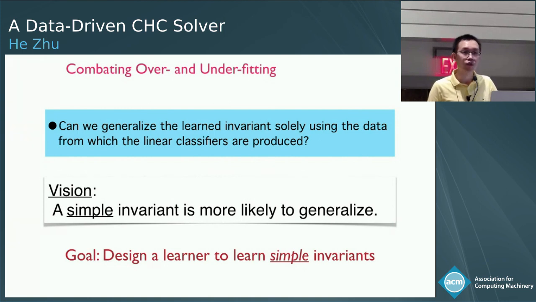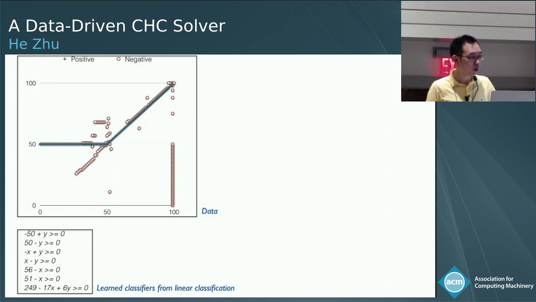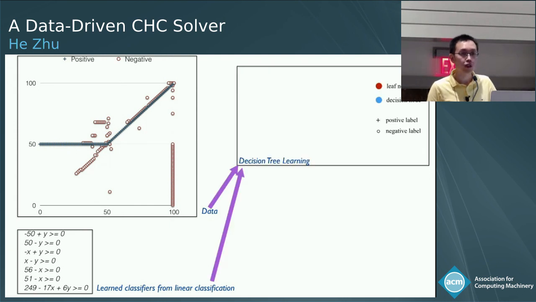An important criterion of simpleness is the number of atomic predicates used to construct candidate invariants. To do so, we send the data we have collected so far and the learned linear classifiers from linear classification to decision tree learning. Intuitively, decision tree learning prefers those classifiers that can separate more positive and negative samples than those that separate fewer. The first selected classifier is y is greater or equal to 50. This is selected because it can separate all the positive samples from a very large number of negative samples.